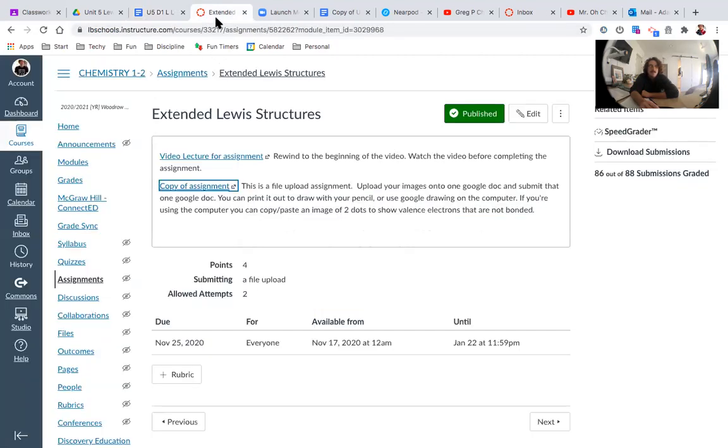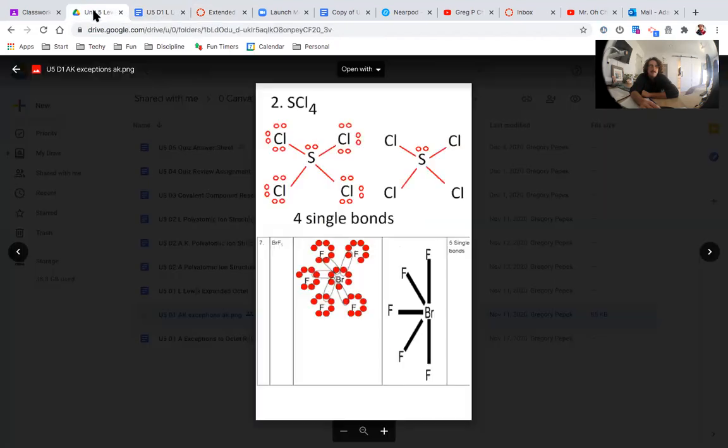Okay, here's an example. You can see that sulfur in the middle has 2, 4, 6, 8, 10 valence electrons surrounding it. That would be breaking the octet rule, but sulfur is allowed to do that. And you can see bromine right here also has 2, 4, 6, 8, 10 electrons surrounding it. That's also breaking the octet rule, but that's okay because bromine is one of those exceptions.